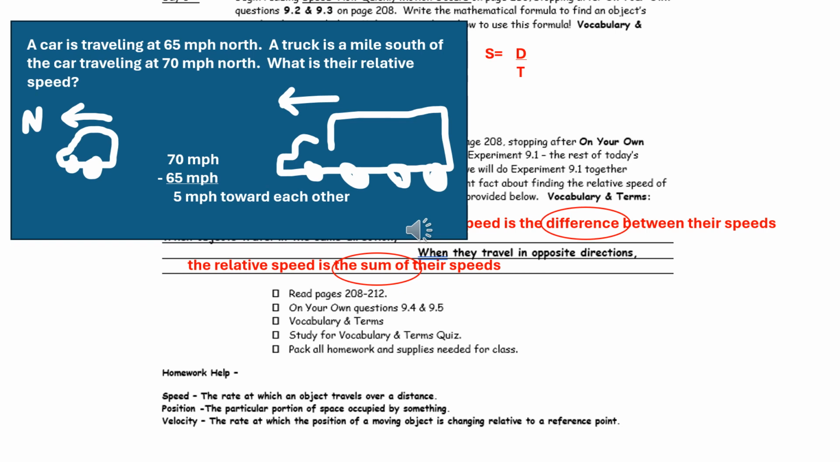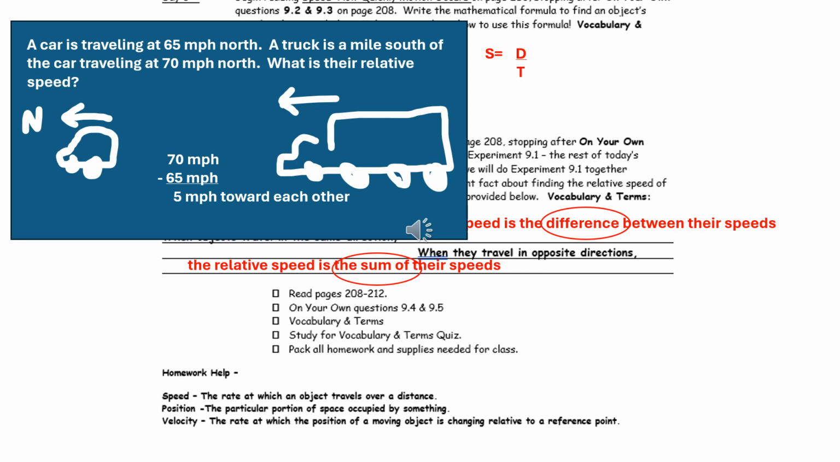But remember that when we're talking about the relative speed, we need to say how they are related to one another. In order to have the answer be correct, we need to say 5 miles per hour toward each other. In other words, the 70 mile per hour truck is gaining speed on the 65 mile per hour car, so they are headed toward each other at about 5 miles per hour.